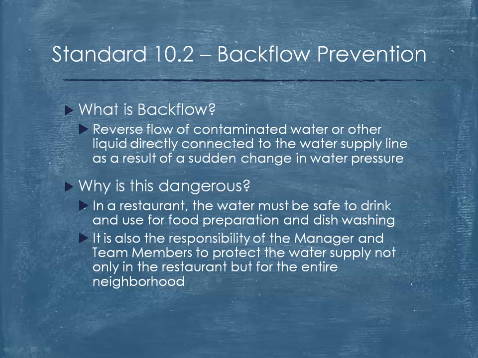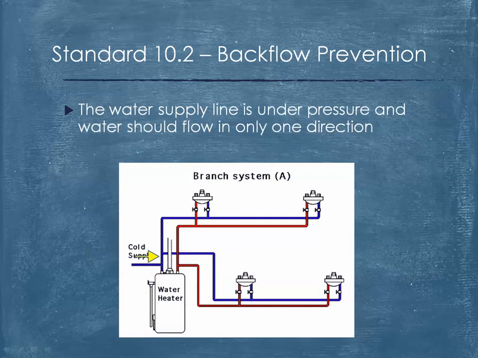This is not only important within the actual restaurant building, but for the protection of the entire neighborhood around the restaurant. As the specialist visiting the restaurant, it is your job to be able to identify when a potential backflow situation exists and let the manager know how to correct it. You do not need to be a plumber to understand backflow and how to prevent it, but it does help to have a little understanding of how water is supplied to the restaurant.